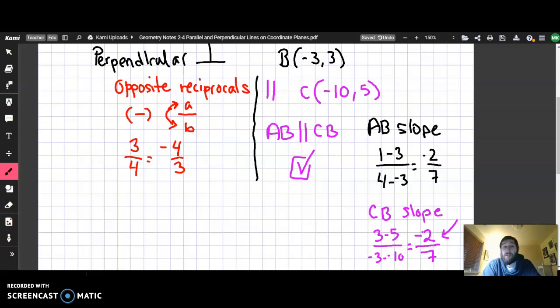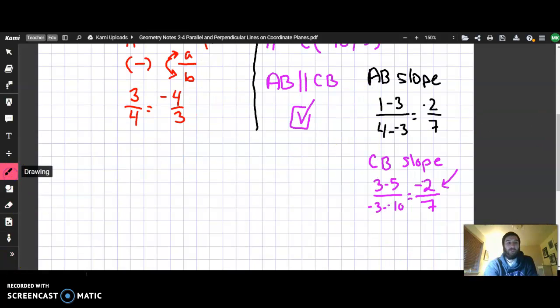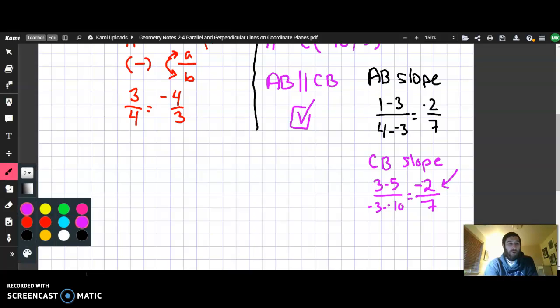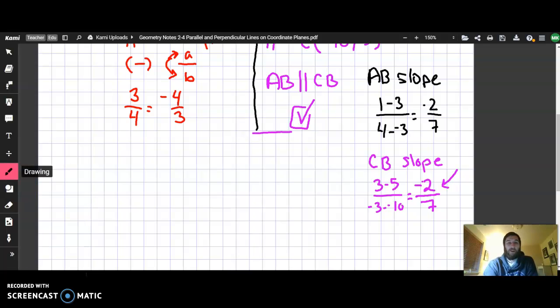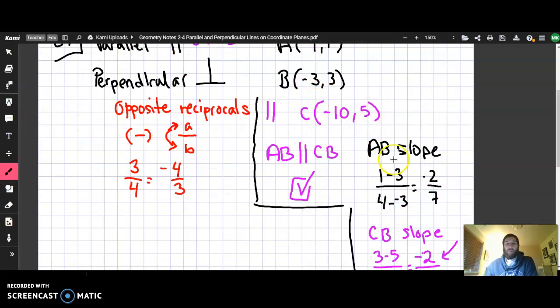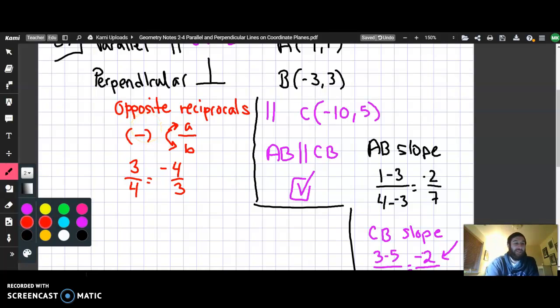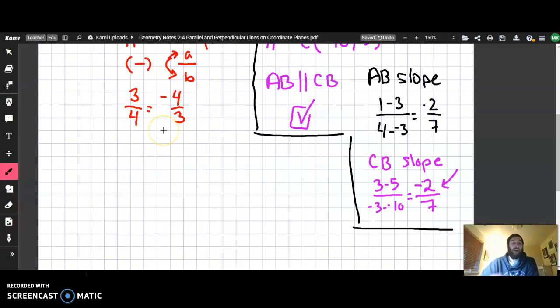Now, let's investigate perpendicular. I'll organize my paper here just by a little bit, box this off over here. I want to use black for that. And so that's our parallel work. This is our notes on opposite reciprocals. I'm going to try to stay consistent with my colors here. Let's use red to find our perpendicular line.